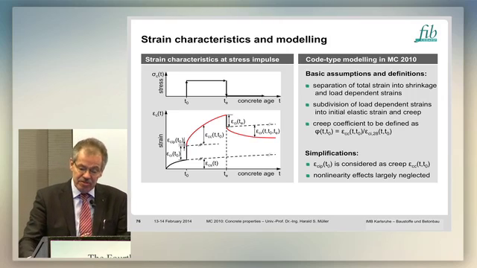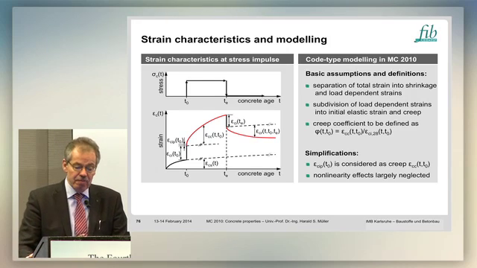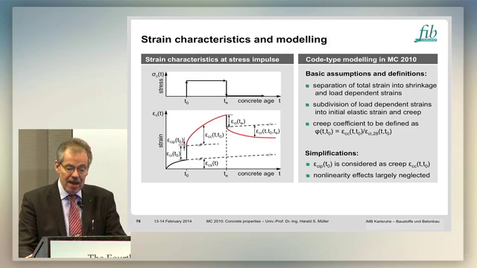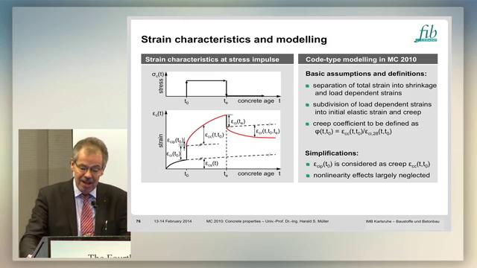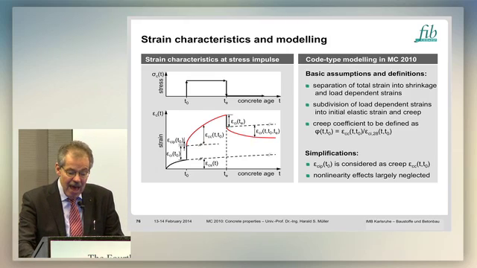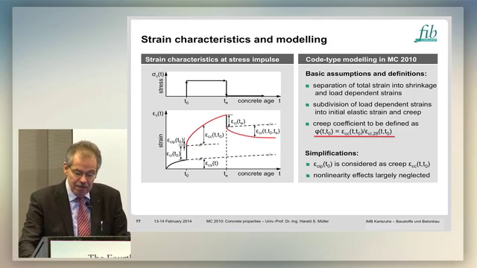The basic assumptions are, we have a separation of total strain into shrinkage and load-dependent strain. We have a subdivision of load-dependent strains into initial elastic strain and creep strain. And we have included the creep coefficient to be defined as a ratio of creep divided by the elastic strain at the age of 28 days.